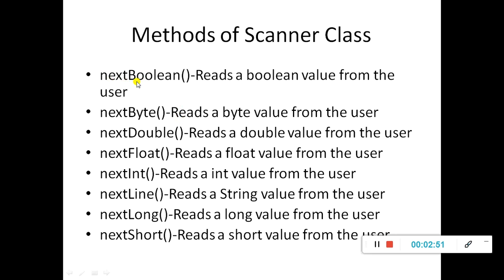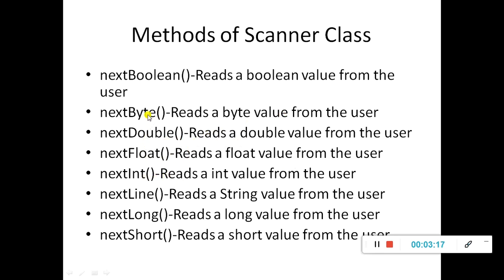So next boolean is a method which reads a boolean value from the user. From the user means what? The console where we put the data. Where we execute our program, that is nothing but the console. We call it a console. So from there it will read the value, a boolean. Next byte will help you to read a byte, next double will help you to read a double, next float will help you to read a float value.